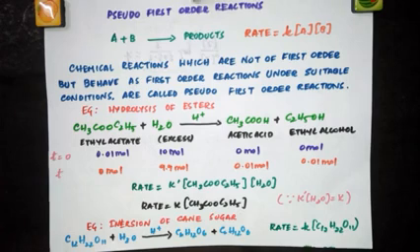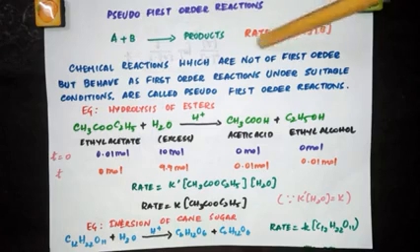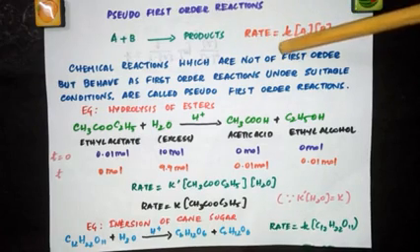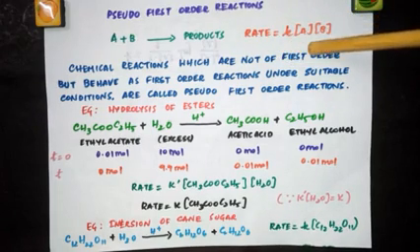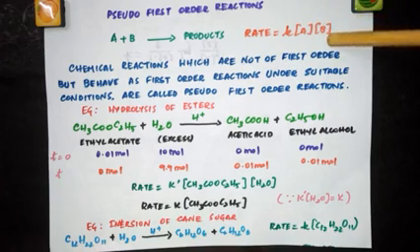Now consider this general reaction, A plus B giving products. Here the order with respect to each reactant is 1, so the overall order of the reaction is 2. So you can write the rate law as rate is equal to rate constant into concentration of A into concentration of B. So 1 plus 1 equals 2. So the overall order of the reaction is 2.